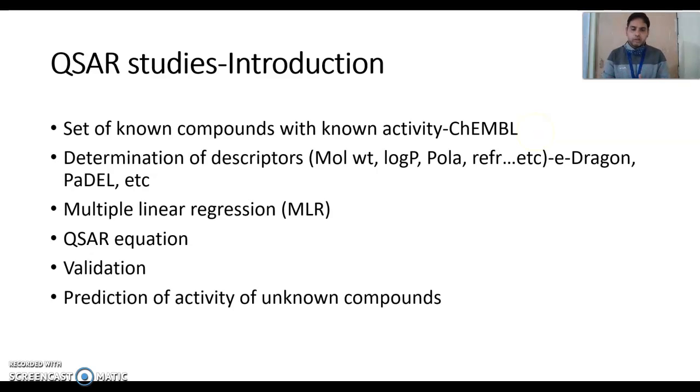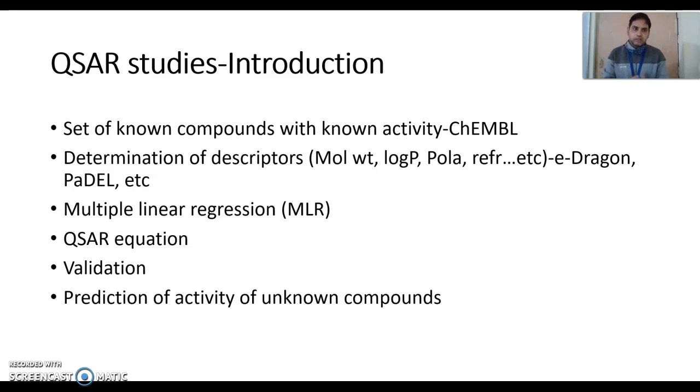Go to this ChEMBL tool, where in the search items you put the target name. Suppose you are interested in acetylcholinesterase, just put the name acetylcholinesterase, and then you can extract the compounds, particularly the compounds that have already been tested in experiments, and their IC50 values. So you will get a set of known compounds with their known activity. So this is the first step. Second, put the data in an Excel sheet. One column is known compounds and another is their IC50 value, that is biological activity.